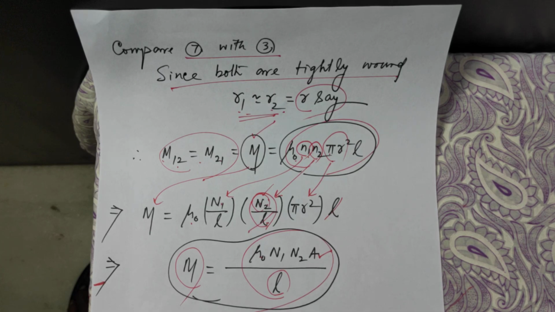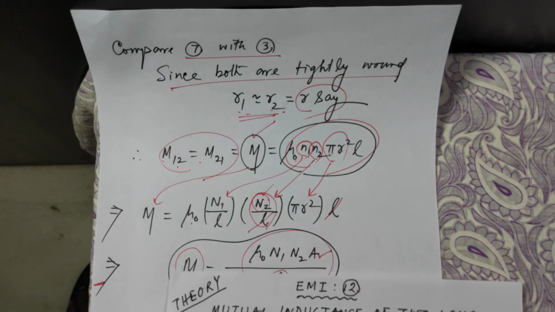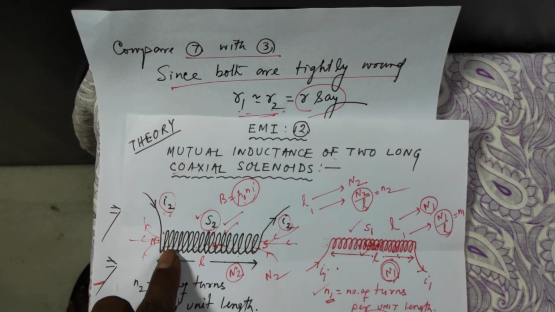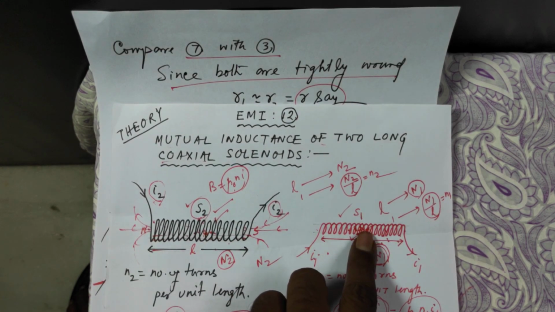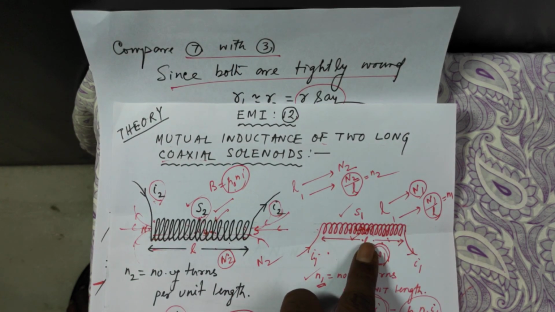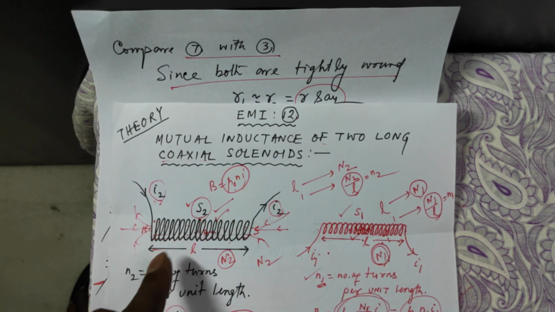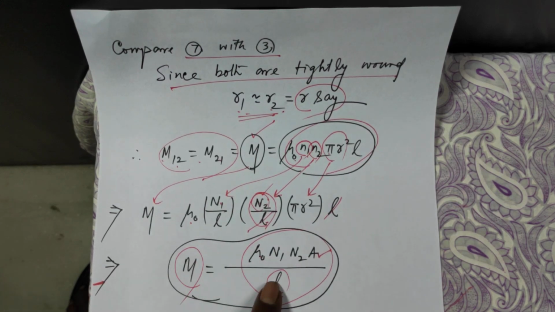So I calculated in both different ways. First passing current through this, then finding the mutual induction with respect to this, then passing current through this and finding the mutual induction, and both come out to be the same. Right.